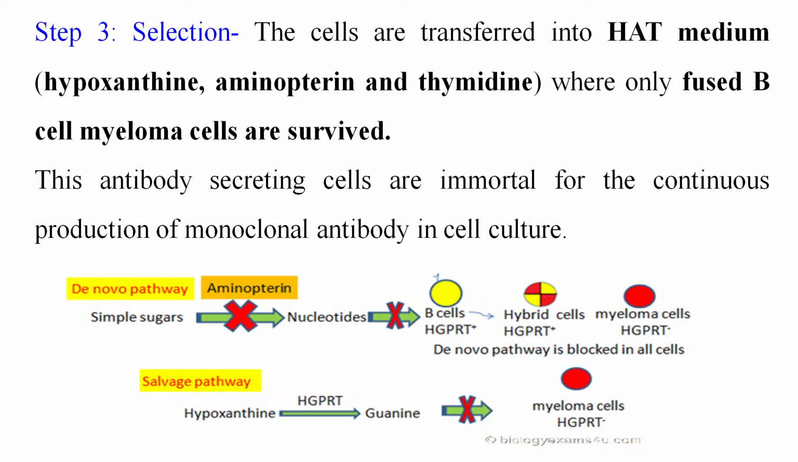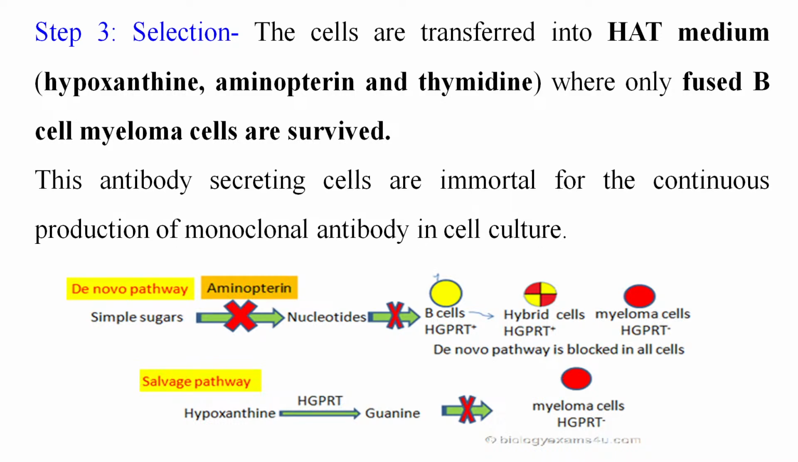But we know that B cells are mortal cell lines. That is, they die after a specific number of cell divisions. So even though initially these unfused B cells can survive on the HAT medium, they do not have the immortality component, so they die after a few cell divisions. Now come to the unfused myeloma cells.